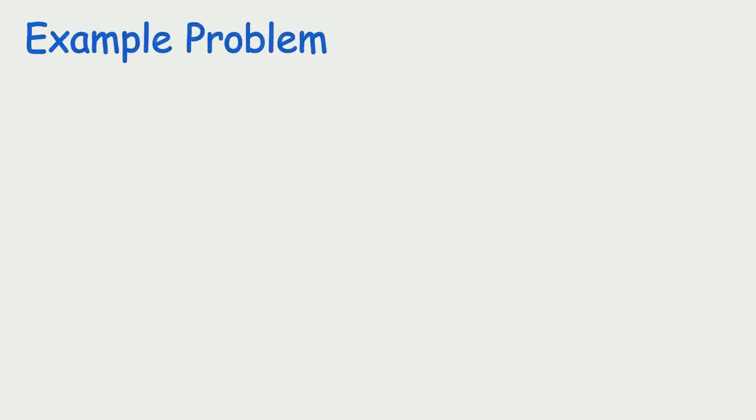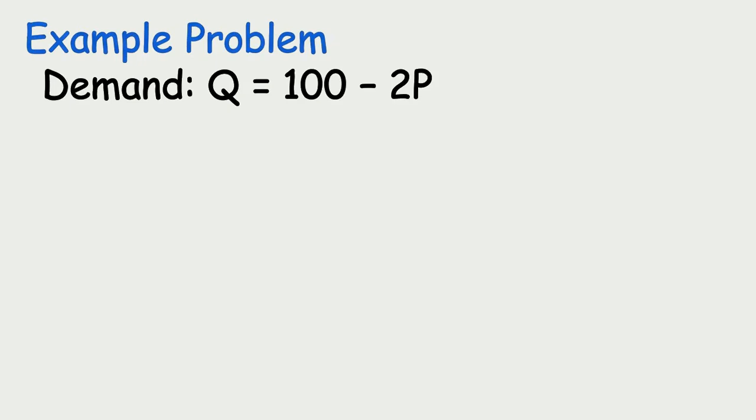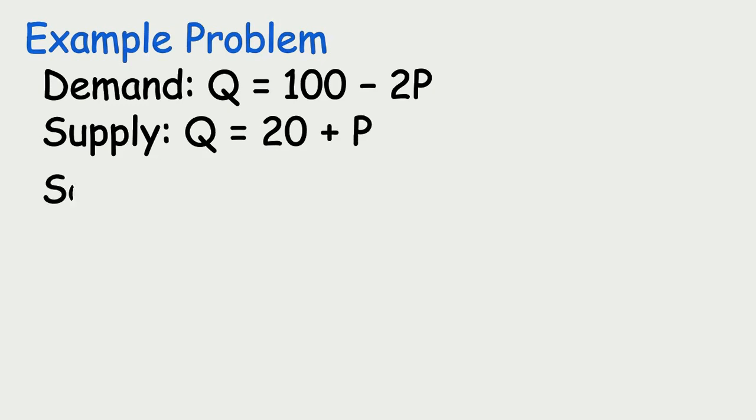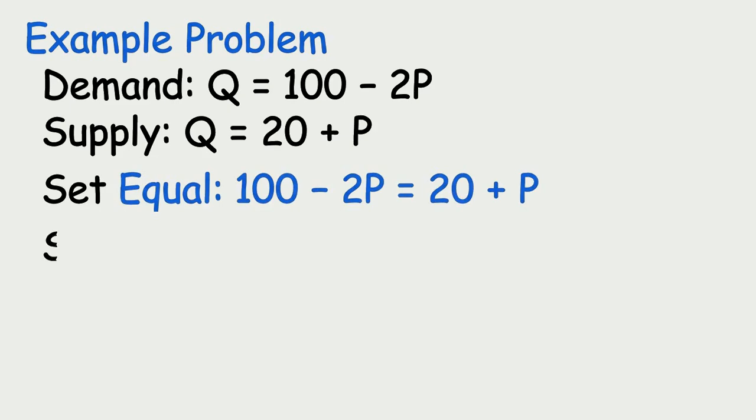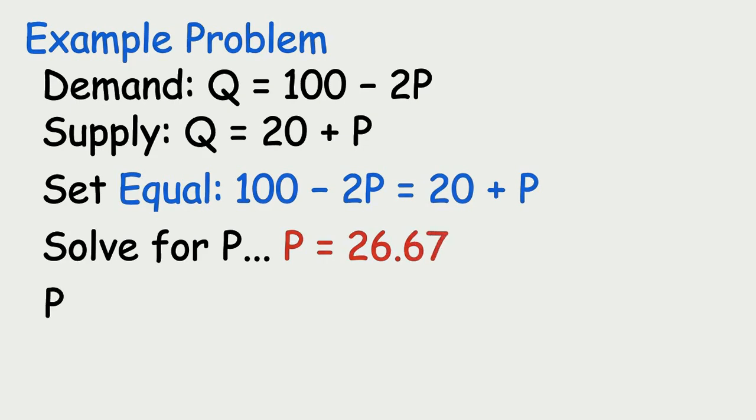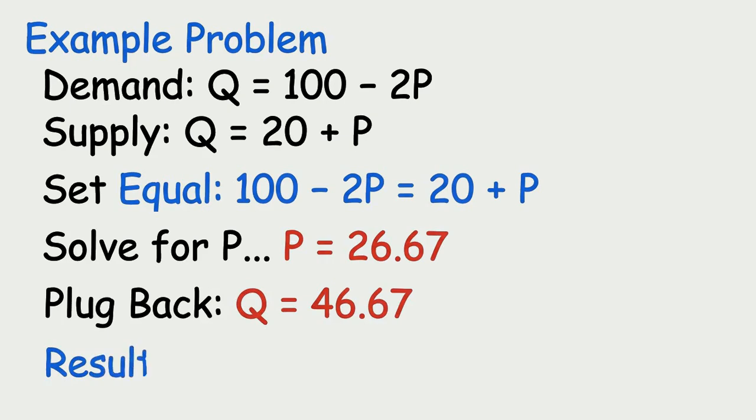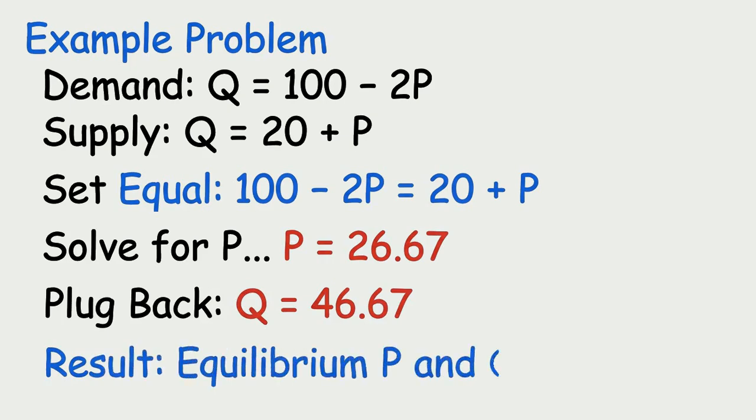Let's do a quick example. Suppose demand is Q equals 100 minus 2P, and supply is Q equals 20 plus P. Set them equal. 100 minus 2P equals 20 plus P. Solve for P. You get P equals 26.67. Plug that back in, and you get Q equals 46.67. That's your equilibrium price and quantity.